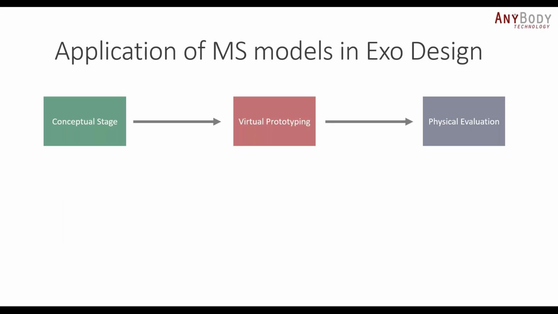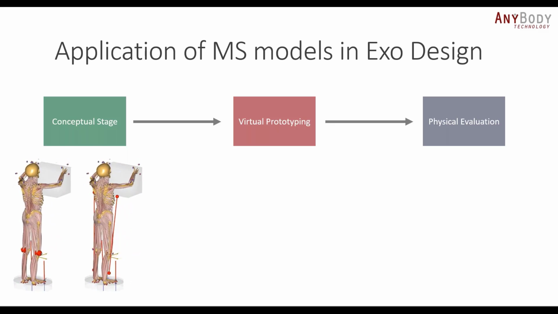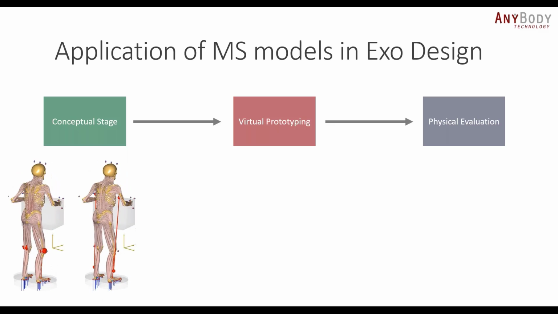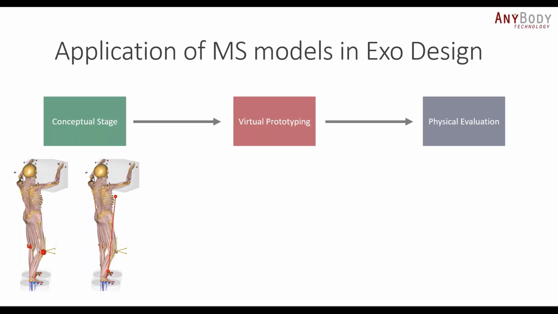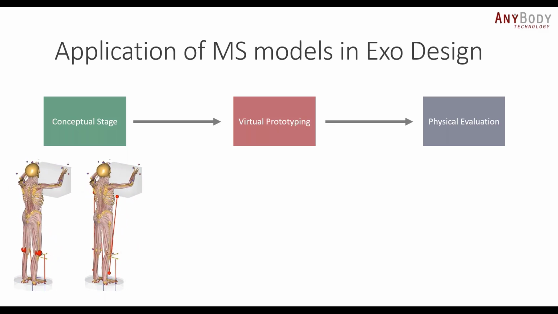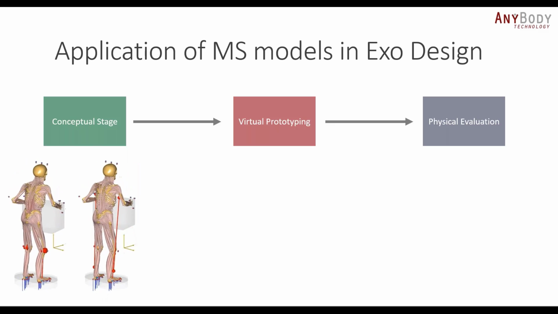When we look at the literature, we can see several examples of applications of musculoskeletal models in exoskeleton design, and these can be broadly classified in 3 different stages of the design process. The conceptual stage, where you're mainly interested in understanding the activity that you want to assist. So you just want to characterize this activity, try to understand the internal loads in this case, and then look at different ways and different concepts to assist this activity. So you can try to provide different joints and so on.